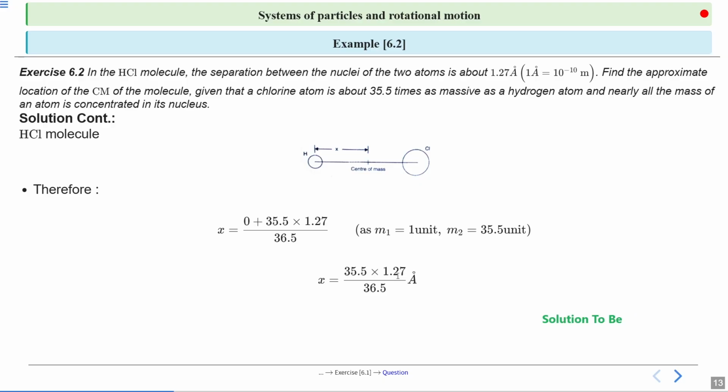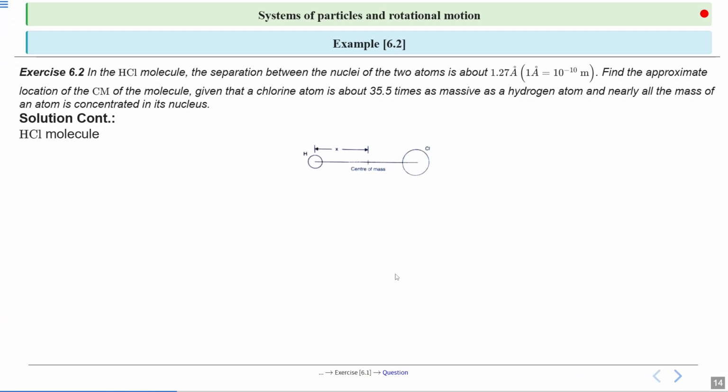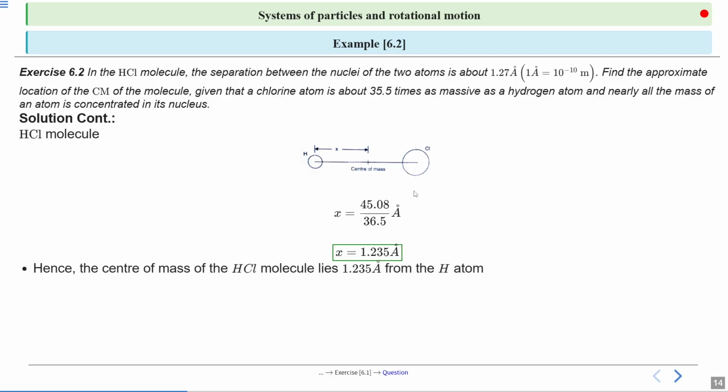Now x is equal to 45.08 divided by 36.5 angstrom. So the final answer is 1.235 angstrom. We know 1 angstrom is equal to 10 raised to the power minus 10 meter. So here we can say the center of mass of the HCl molecule lies 1.235 angstrom from the hydrogen atom.